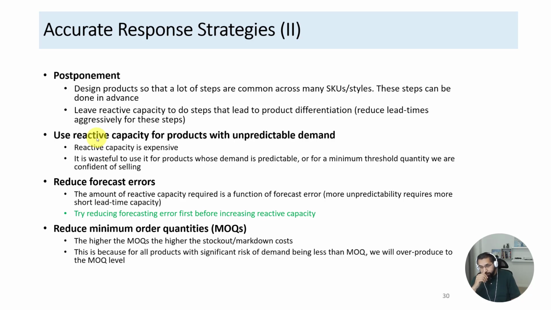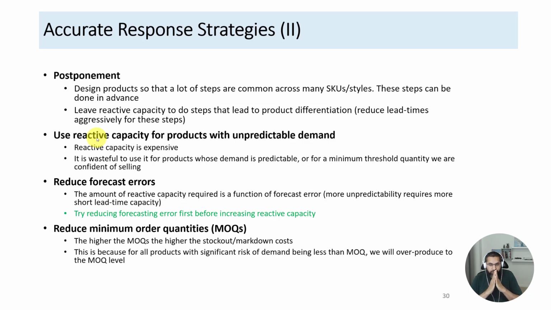Reduce forecast errors, because the amount of reactive capacity you need is a function of your forecast errors, unpredictability of SKUs. If you can improve your prediction, you need less reactive capacity. Let's say you needed 30% reactive capacity, but you found some way to improve your forecasting predictions and reduce forecast error. Maybe now you can live with 15% reactive capacity, and most of your reactive capacity is efficient capacity.